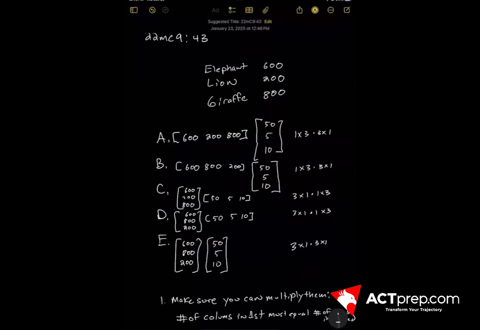In this park, the average number of gallons of water consumed per day by each elephant, lion, and giraffe is 50, 5, and 10, respectively. Which of the following matrix products yields the average total number of gallons of water consumed per day by all the elephants, lions, and giraffes in the park?